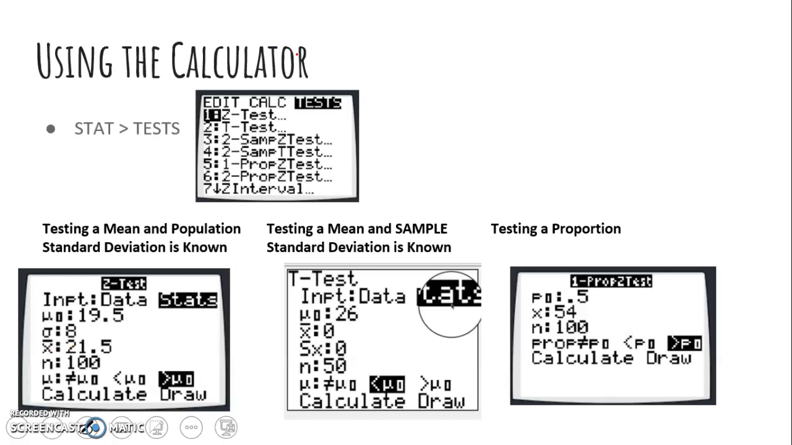Okay, so we are almost out of time on this video too, so I'm going to stop it here, and we're going to pick up with part 4. And we're going to learn how to use the calculator to run the z-test, the t-test, or the one-prob z-test.